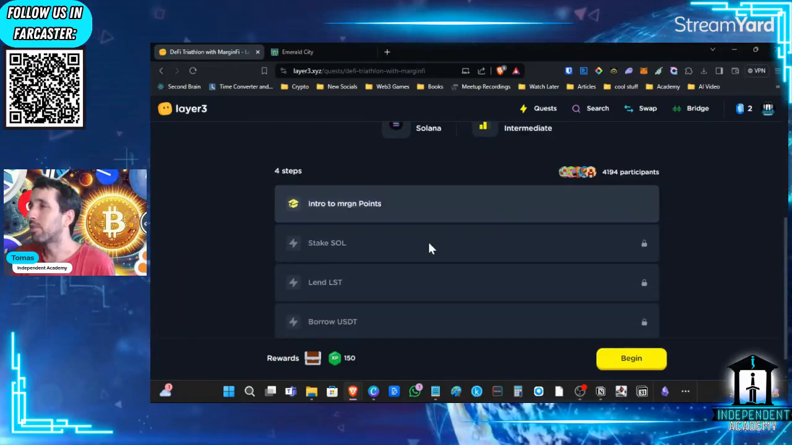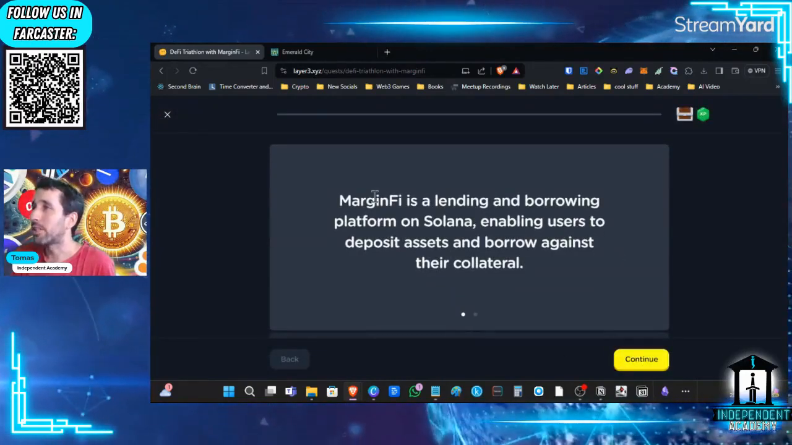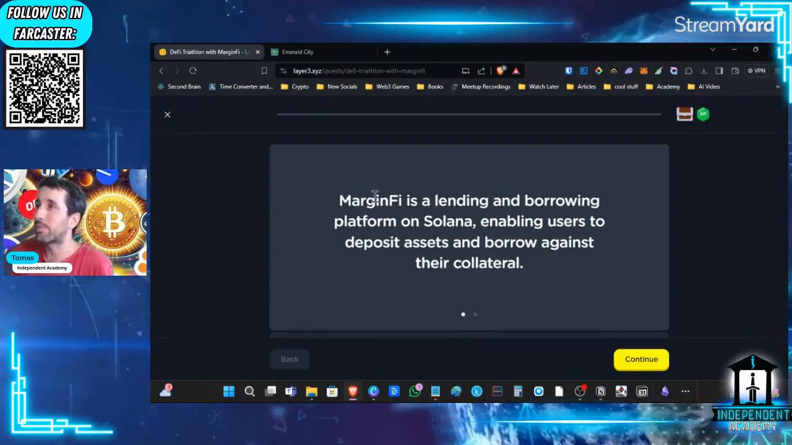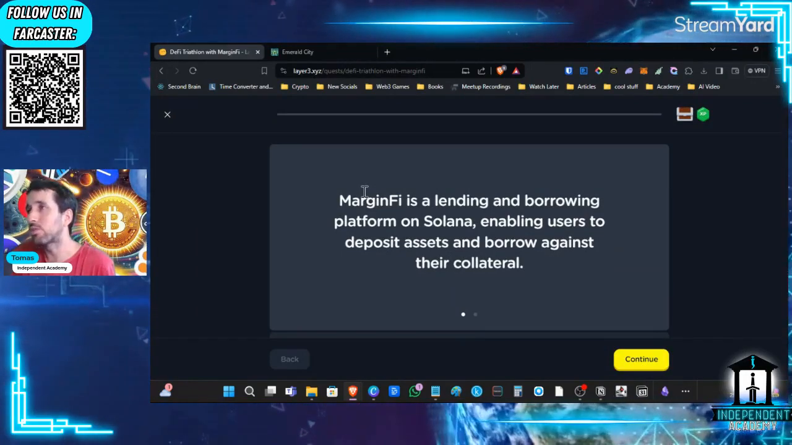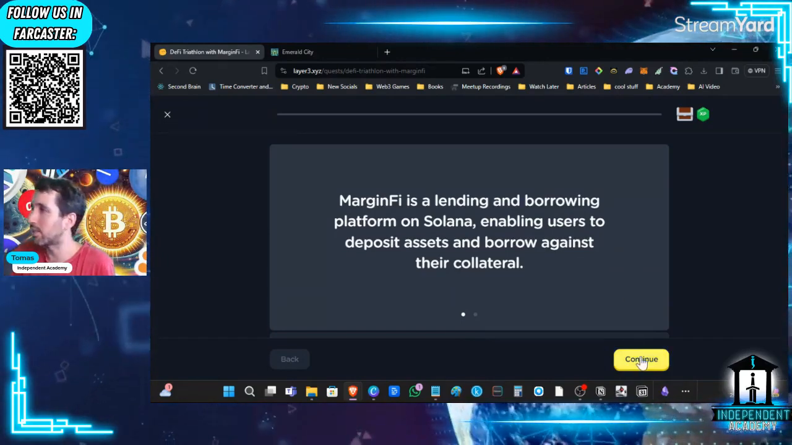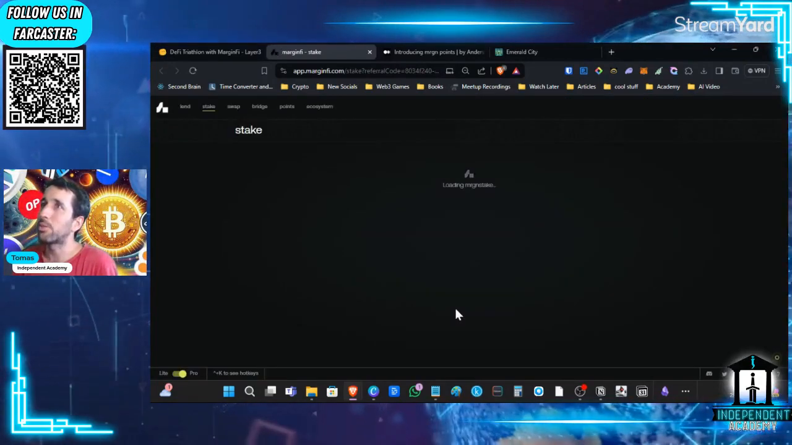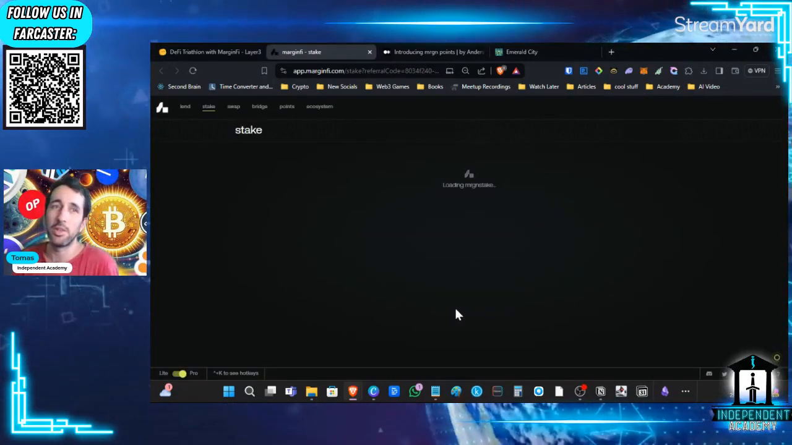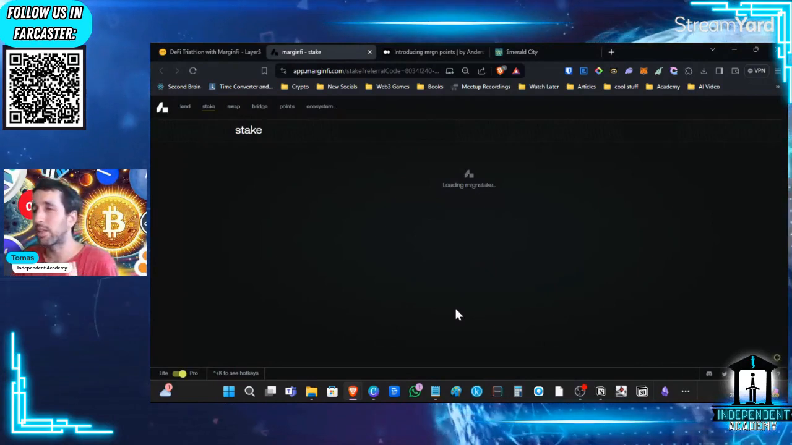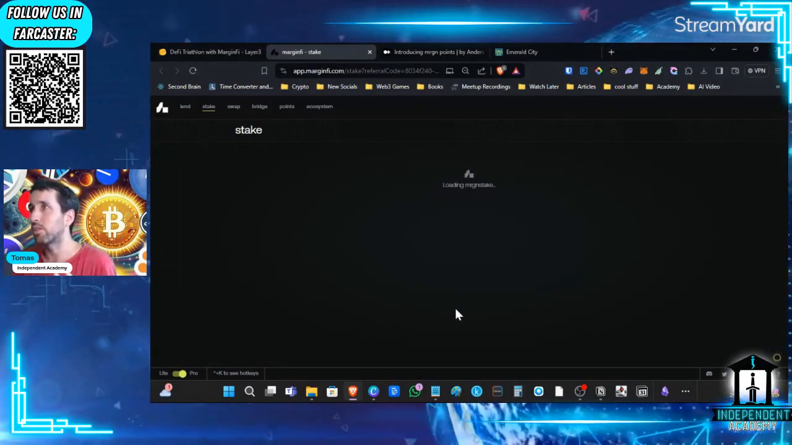Let's explore the MarginFi ecosystem. MarginFi is a lending and borrowing platform on Solana, enabling users to deposit assets and borrow against their collateral. Pretty standard lending protocol. MarginFi is aiming to be one of the main apps of Solana where you can borrow and lend most of the assets within the Solana ecosystem.